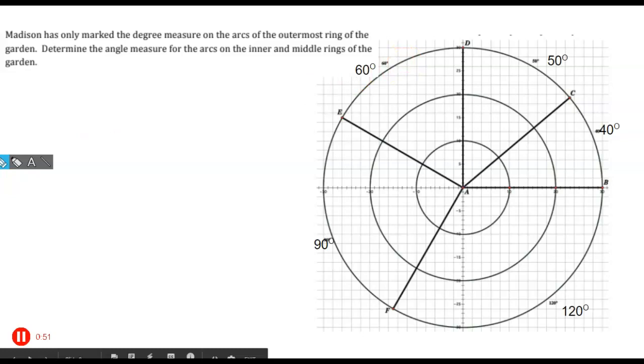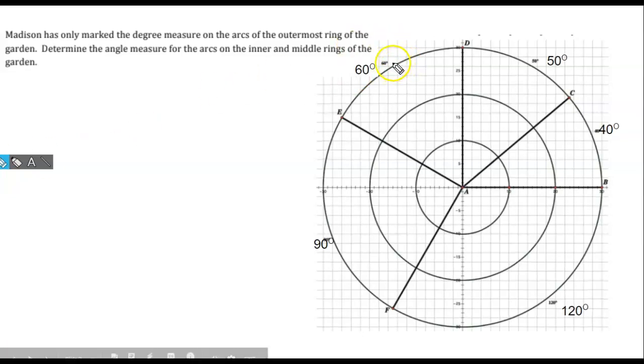Think back to the first lesson this unit when we talked about arc measure and how it's always a reference to the central angle. So if the arc measure of this outermost ring is 60 degrees, then its central angle is also 60 degrees. But if the central angle here is 60 degrees, that means that the arc measure for this small arc is also 60 degrees, and the arc measure of this middle arc is also 60 degrees.